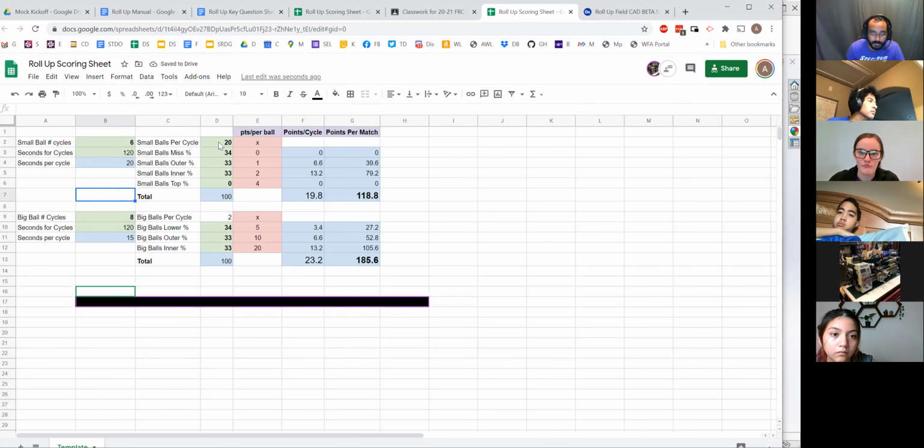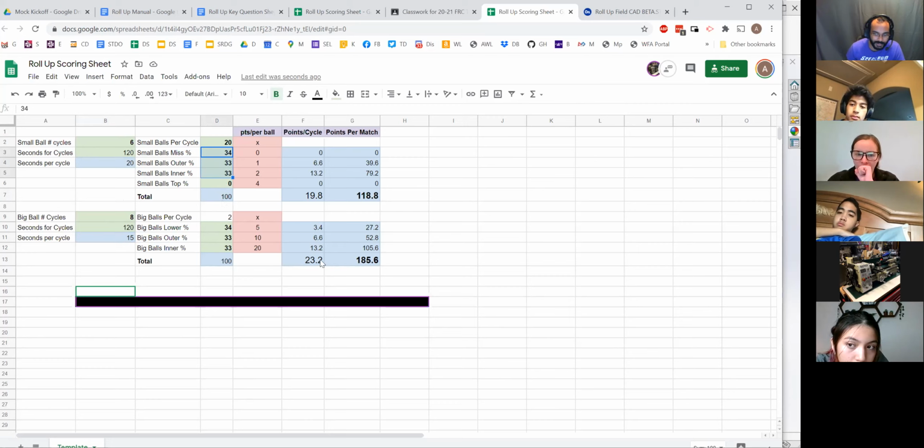Over here in this middle column, it's how many small balls per cycle you're doing. And then big balls, I assume you're doing 2 balls per cycle. And then you get your percentages of shots you think are going into a specific goal. So what this is going to end up calculating is what's called expected value, if you've had a statistics class.